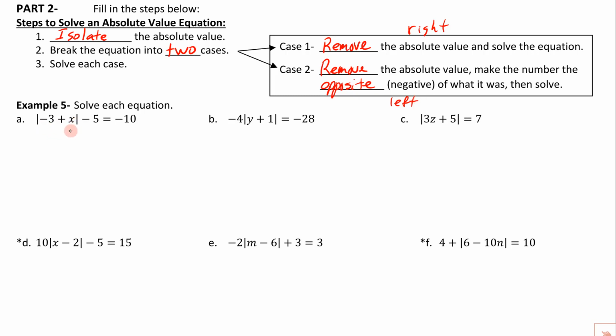You'll notice that it's not isolated, so we need to get this by itself first. So we're going to get rid of that -5. We're going to do that by adding 5. So we're going to get the absolute value of -3 plus x equals, and then -10 plus 5 is -5. And again, bells should be going off. When you get the absolute value isolated, if the other side is negative, remember, absolute value is always going to be positive, or at the very least it's going to be 0.